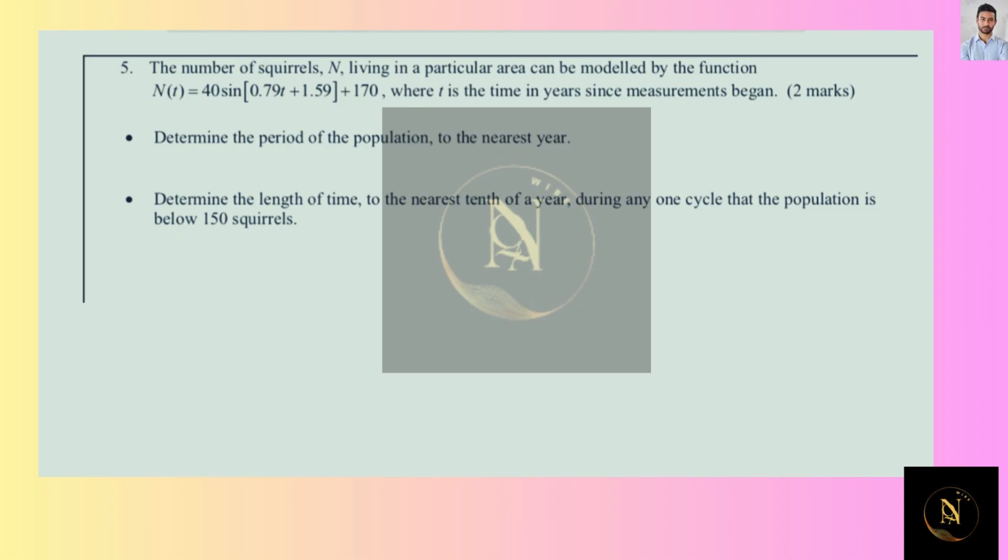The number of squirrels n living in a particular area can be modeled by the function n of t, where t is the time in years since measurements began. To determine the period, we need to recognize the multiplier 0.79 on t.